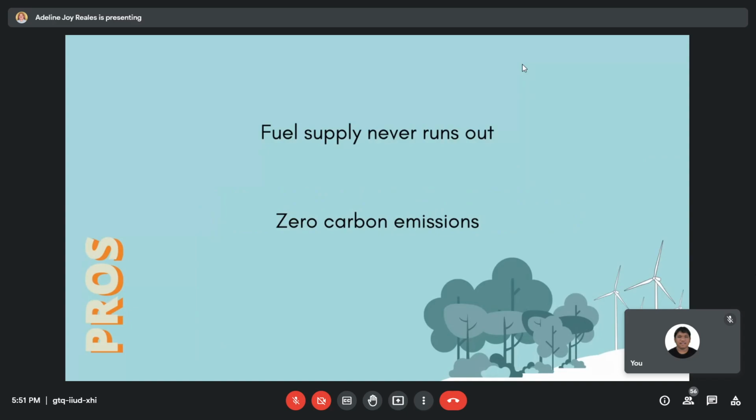First on this advantage list is that fuel supply never runs out. As the name suggests, renewable energy is created from sources that naturally replenish themselves, such as sunlight, wind, water, biomass, and even geothermal or underground heat. So there really is no worry about this running out, unlike the mining of coal, oil, and natural gas, which significantly requires extensive networks of heavy machinery, processing stations, pipelines, and transportation.